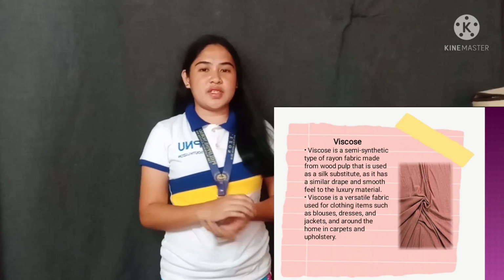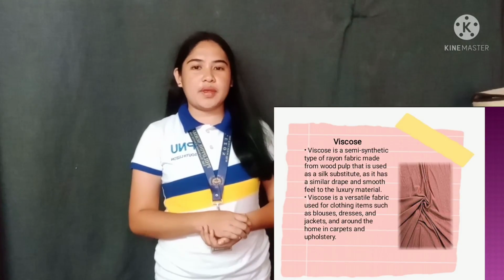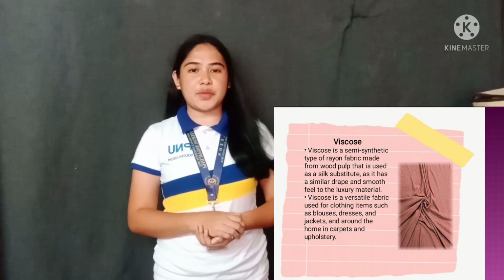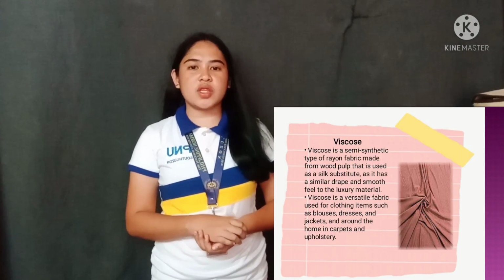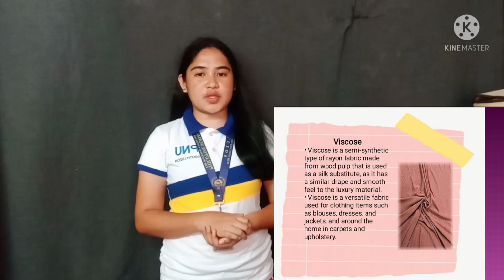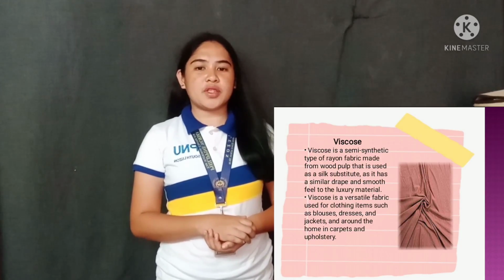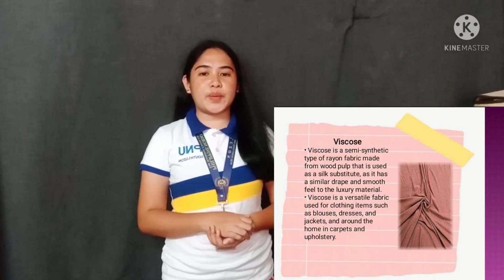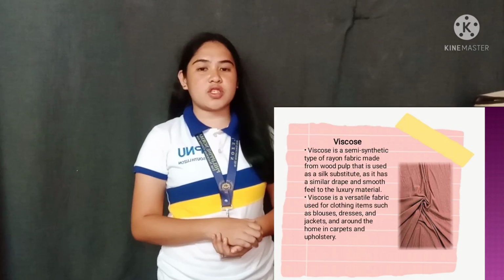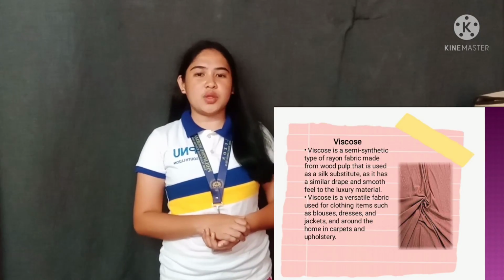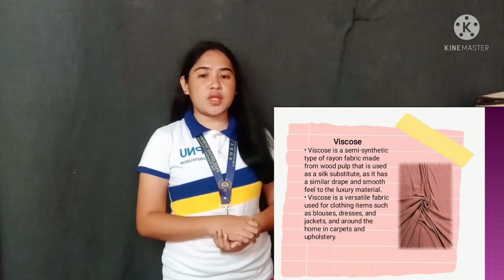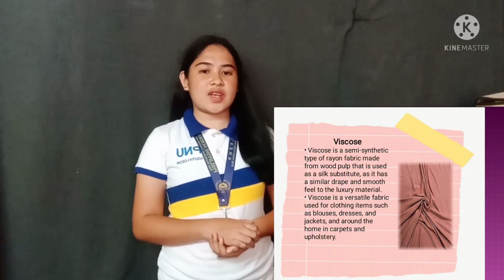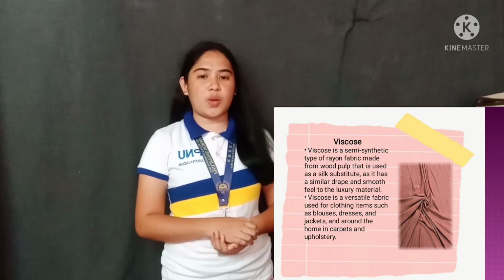And last is viscose. Viscose is a semi-synthetic type of rayon fabric made from wood pulp that is used as a silk substitute, as it has a similar drape and smooth feel to the luxury material. It is a silk-like fabric and is appealing because it is much cheaper to produce. Viscose is a versatile fabric used for clothing items such as blouses, dresses, and jackets, and around the home, in carpets and upholstery.